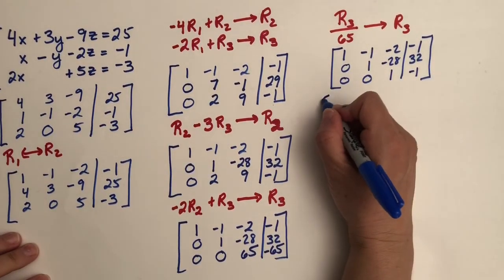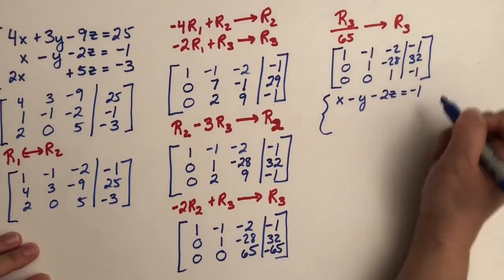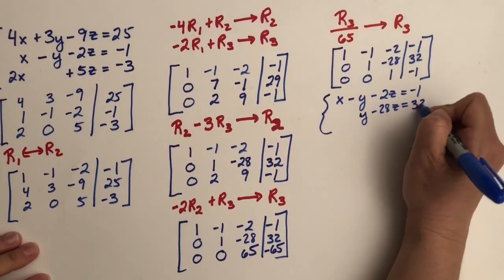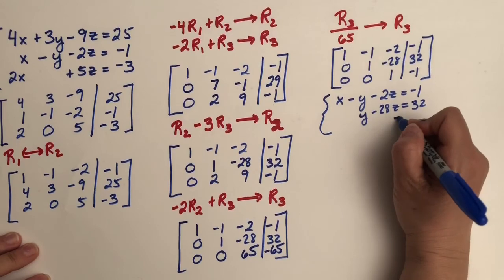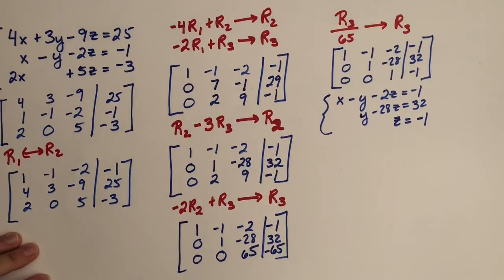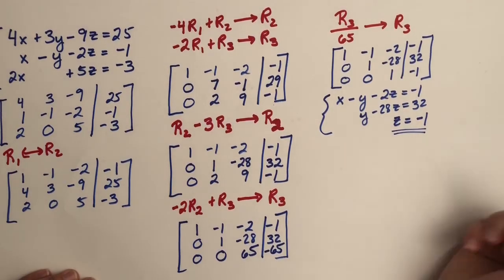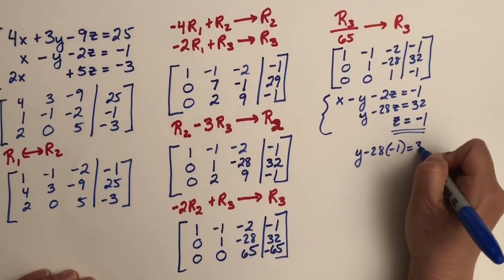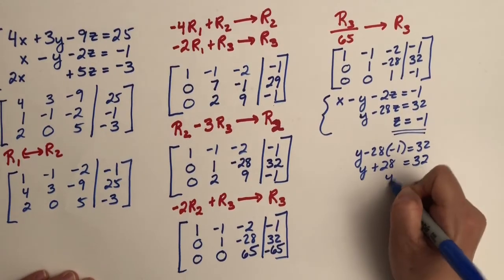So now we can write our system as x minus y minus 2z equals negative 1. y minus 28z equals 32. And z equals negative 1. And we can do back substitution to solve the system. We know our z value. Let's find our y value. y minus 28 times negative 1 equals 32. Solve the equation. And we get y equals 4.